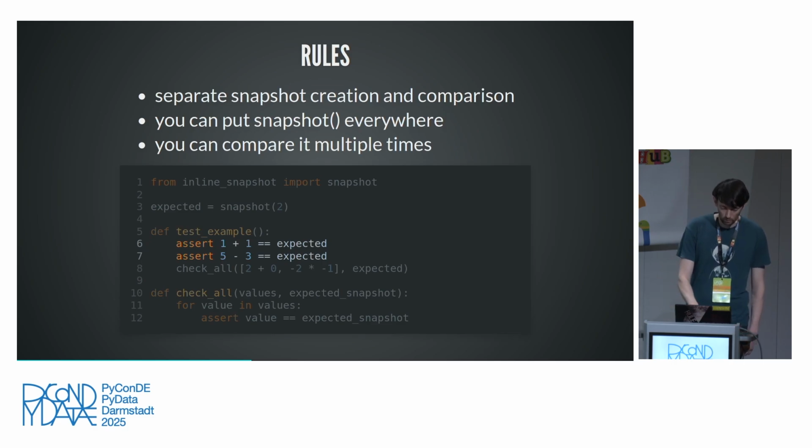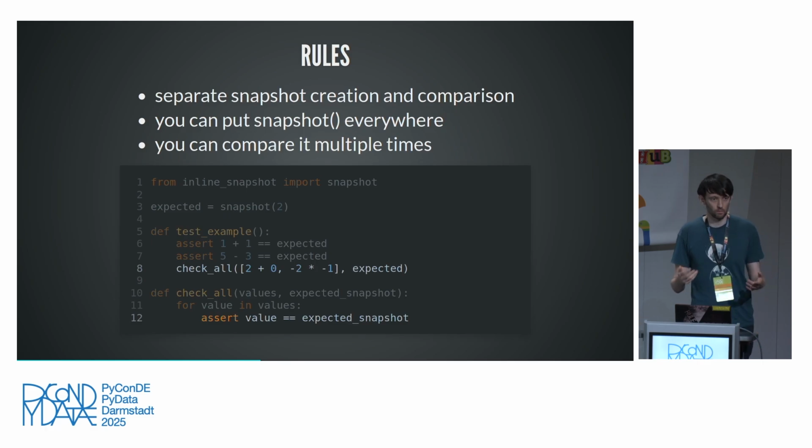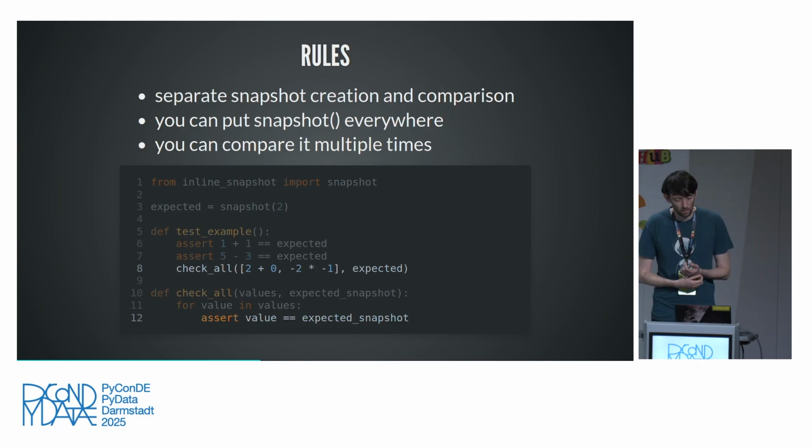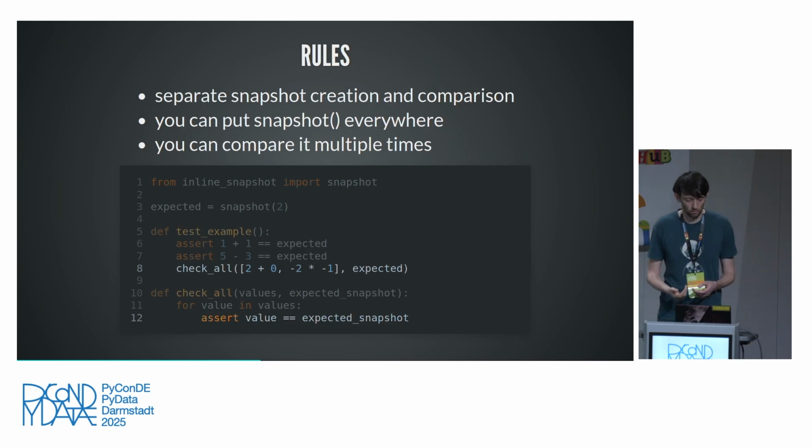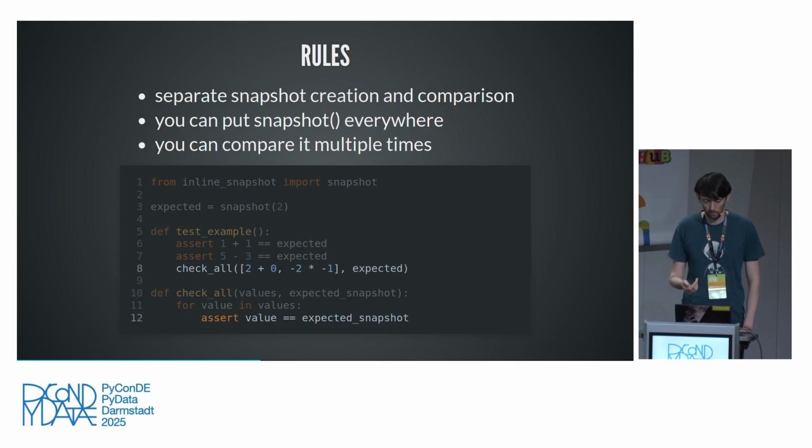What you can also do is pass the snapshot value into other functions, for example here into check_call. This enables you to write custom functions which you can use to test specific things in your application and to abstract away different testing code and call it multiple times if you want.